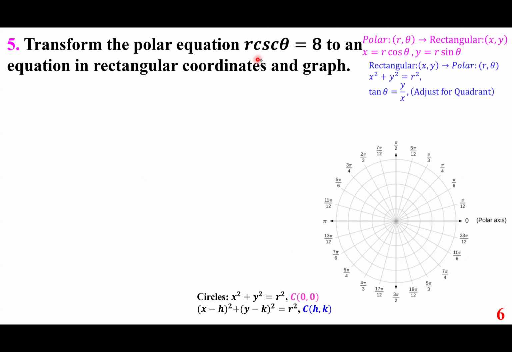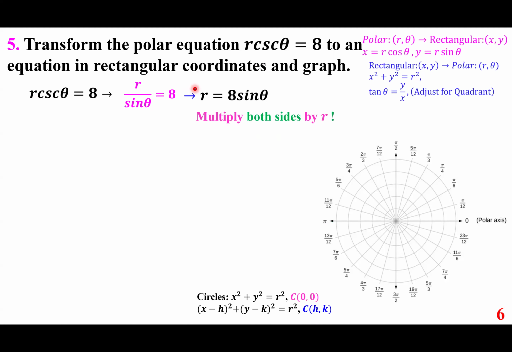Transform the polar equation r cosecant theta equals 8 to an equation in rectangular coordinates and graph. So cosecant is 1 over sine, so this is r over sine. If we multiply both sides by sine, we get r equals 8 sine theta. And now the technique, anytime we have r and sine or cosine, is to multiply by r. So we're going to multiply both sides by r. The result is r squared equals 8r sine theta.